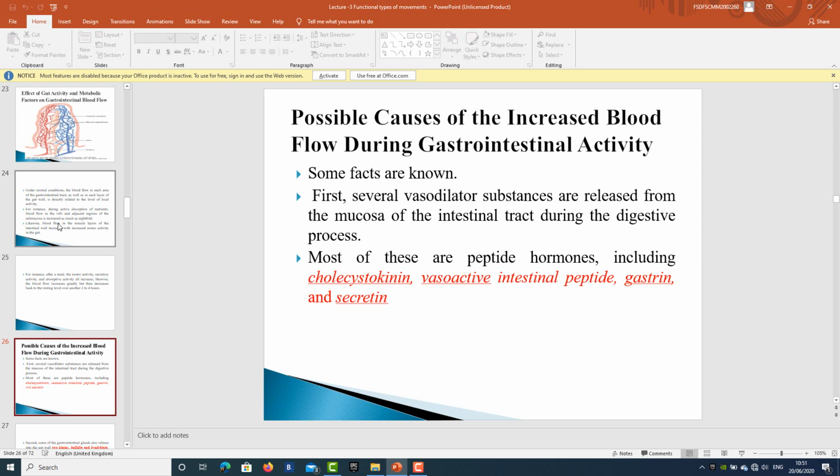Now, the possible causes of increased blood flow during gastrointestinal activity. Some facts are very much known. If there is presence of a vasodilator substance from the mucosa of the gut during the digestive process, there is increased blood supply. Most of the peptide hormones, like cholecystokinin, VIP (vasoactive intestinal peptide), gastrin, and secretin, lead to increased blood flow.